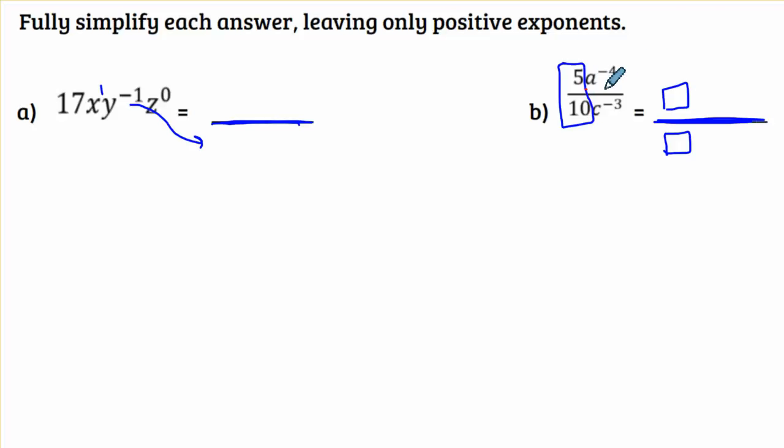Then we look at our variables. Our numerator here has an a to the negative fourth. So he's not happy. Where does he want to go? Well, he wants to go down to the bottom. Likewise, the denominator of c to the negative third isn't happy either. He wants to go up to the top. So once you've simplified your fraction and moved around your variables, you'll have your answer.